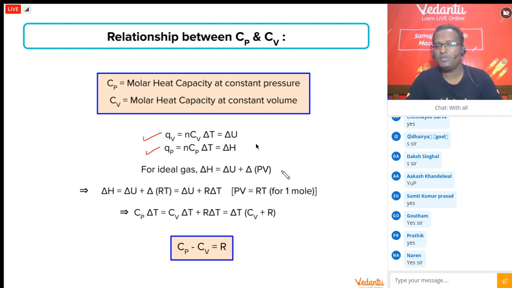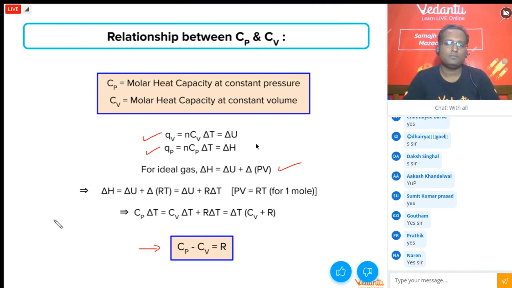The moment I use this equation with the first two and obviously some mathematics, I will land up with this. Solve and check and confirm on the poll. You write this equation, you substitute PV के बदले R delta T. Then you plug these equations also in delta H and delta U. Delta T gets cancelled everywhere. So you get Cp minus Cv is R.